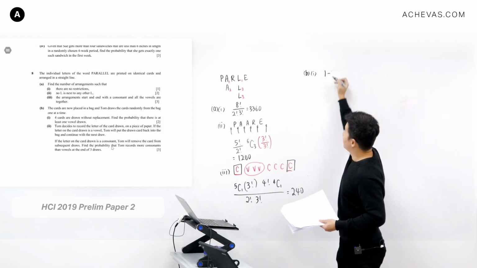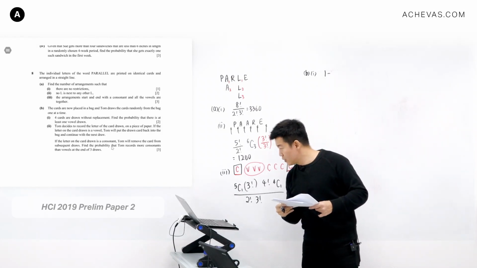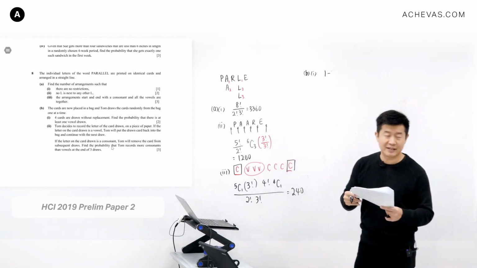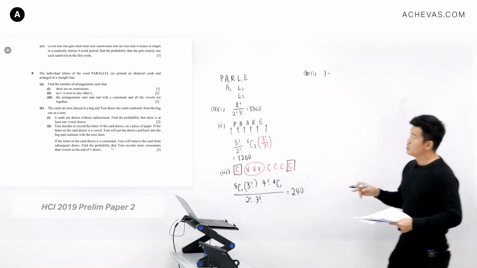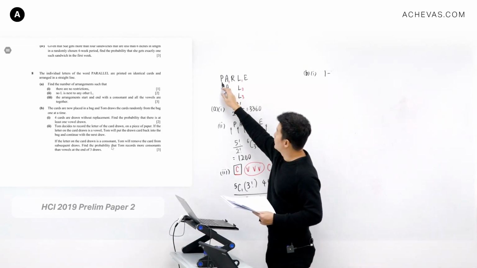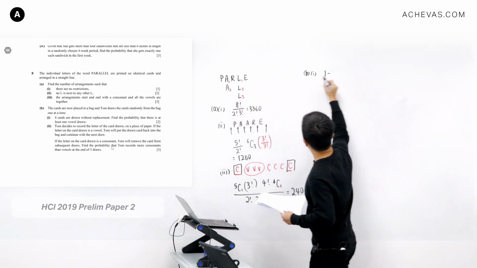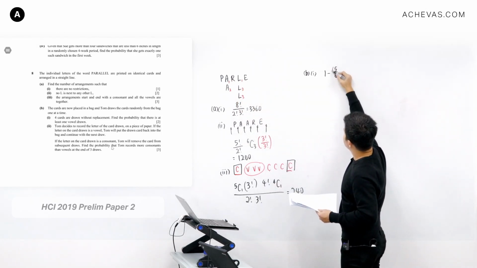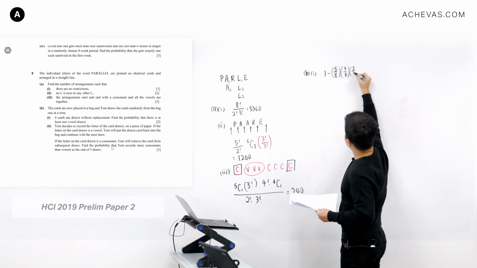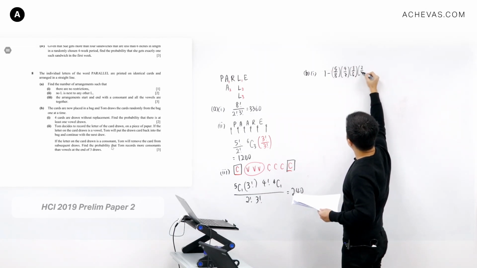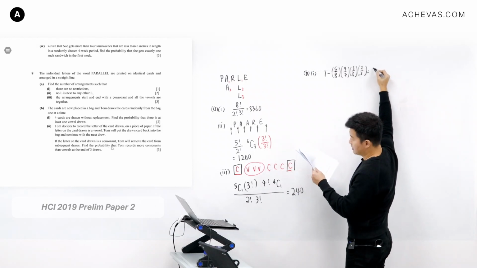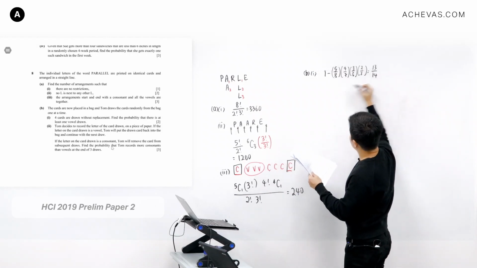So I'll take 1 minus if there were to be at least one vowel. So I'll take 1 minus if there were to be no vowels at all. So how many consonants are there? There's 1, 2, 3, 4, 5. So it is 5 out of 8. Then because there's no replacement, 4 out of 7. Then 3 out of 6. Then after that, 2 out of 5. This gives me my answer, 13 over 14.